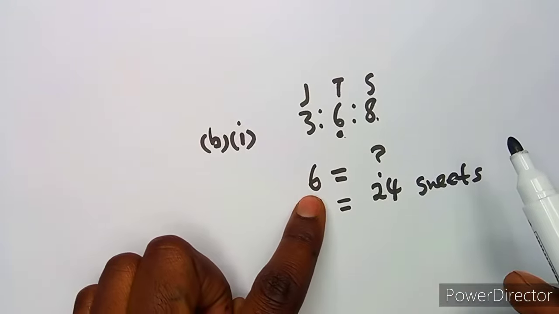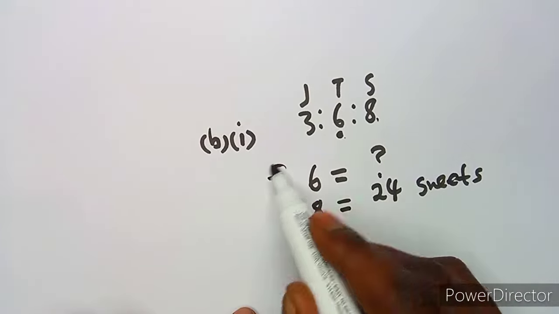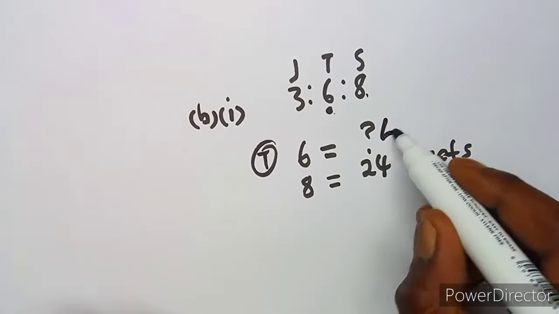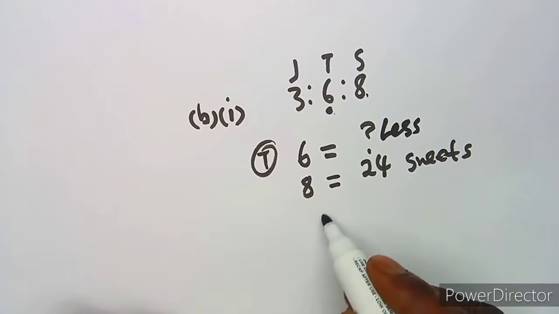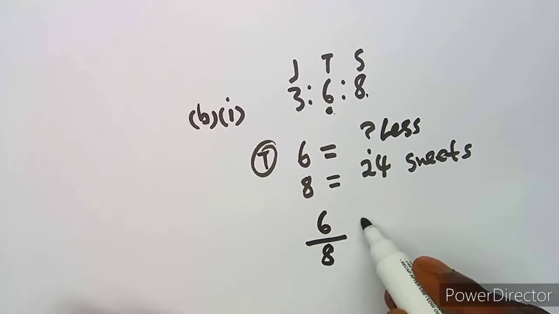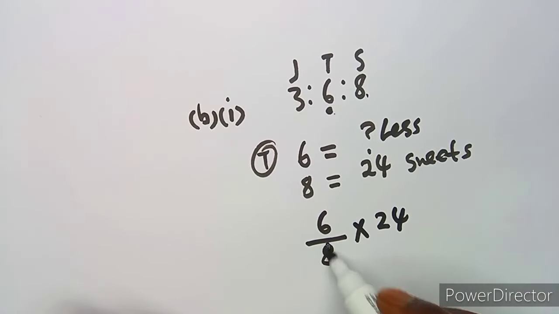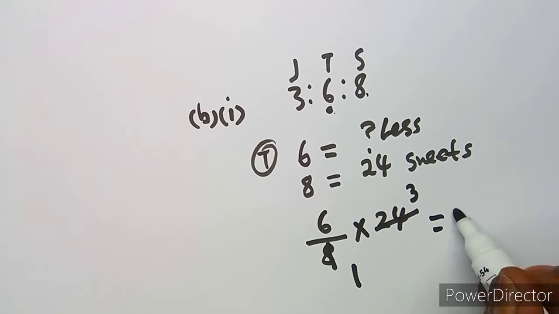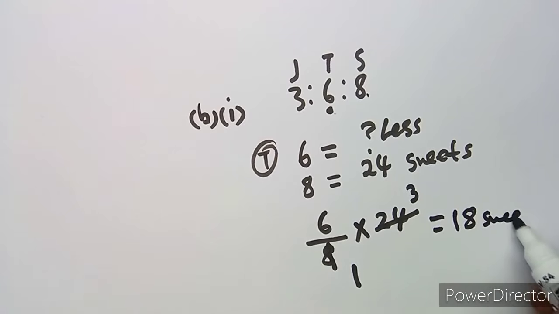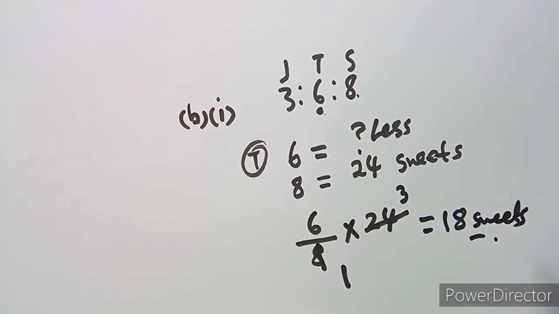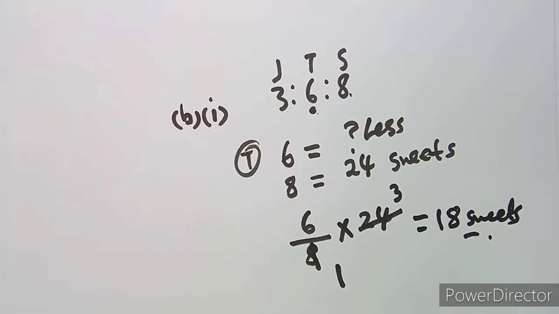So how many do we have for this teacher here? Because this is our teacher here. So it's going to be less. Yes, it's fine, but whatever you want, 6 over what you're given, 8 times 24. So 8 into 8 is 1. 8 into 24, that is actually 3. 8, 16, 24, times 3, which is going to be 18 sweets. So that means in this case, teacher got 18 sweets.